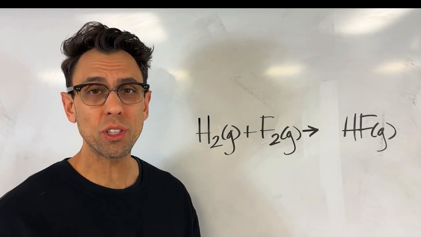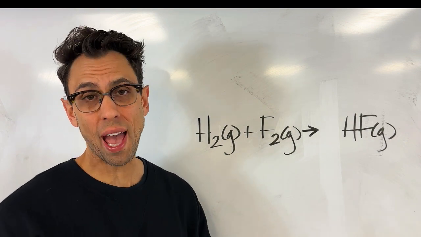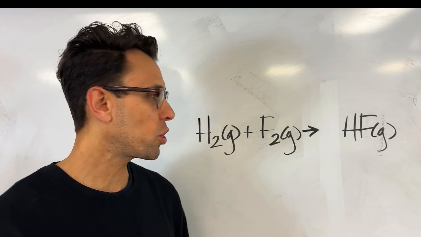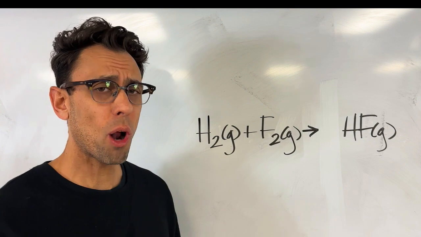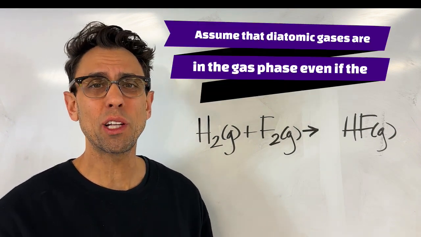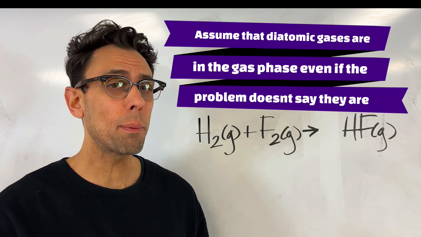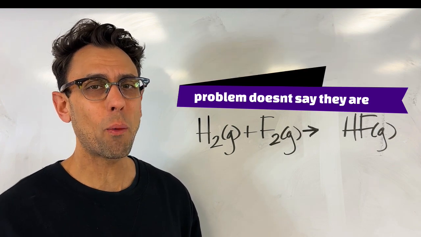Hopefully your answer looks something like this. Of course, for both the hydrogen and fluorine as reactants, they're diatomic gases, so they're represented with the subscript of 2 and the g for gas. Now let's notice that in the problem, the word equation didn't actually say that hydrogen and fluorine were gases. It's assumed that we know that, so problems will not always tell you that they're gases. Just go ahead and represent them that way.